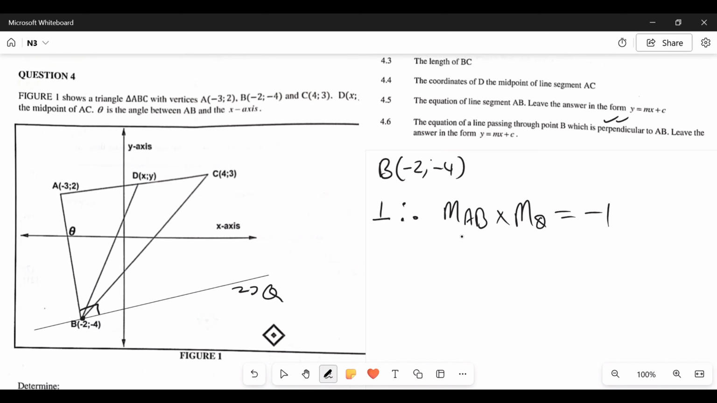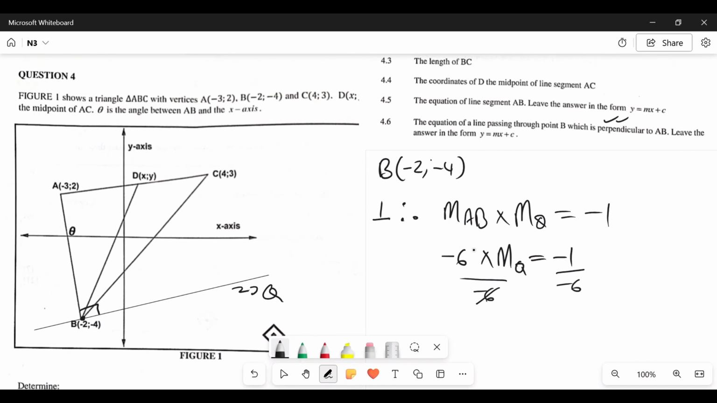Right, so we know that the gradient of AB, we calculated it earlier, which was -6. We're going to substitute -6 there, multiplied by MQ, the new line that is perpendicular to AB, which is going to be equal to -1. So you just have to make the gradient of this new line, which is Q, the subject of the formula. What you have to do here, you divide by -6 and -6 this side as well. So this -6 and that -6, when they divide each other, they're going to give you positive. Then you're going to be left with MQ, and then -1 over -6, our gradient is going to be equal to 1 over 6. So this is our new gradient.